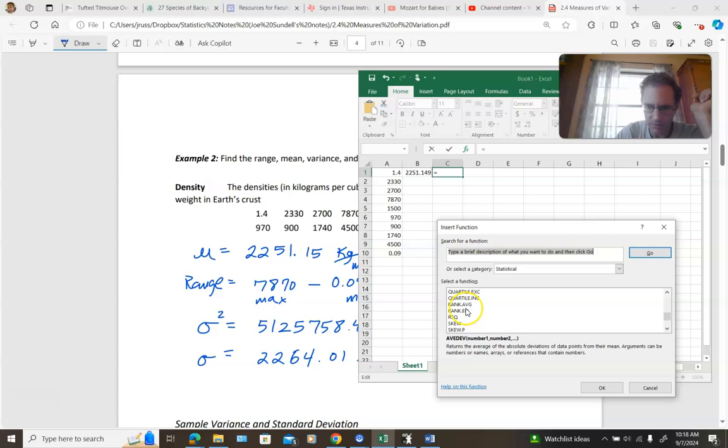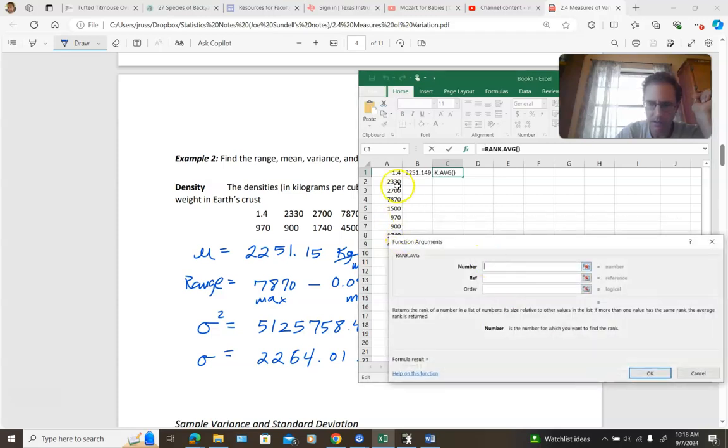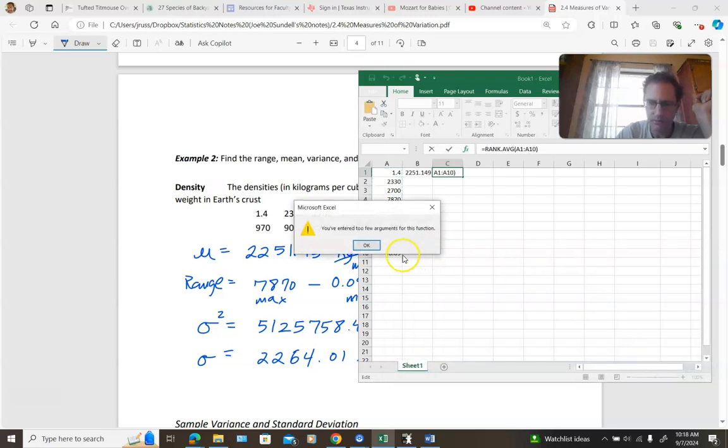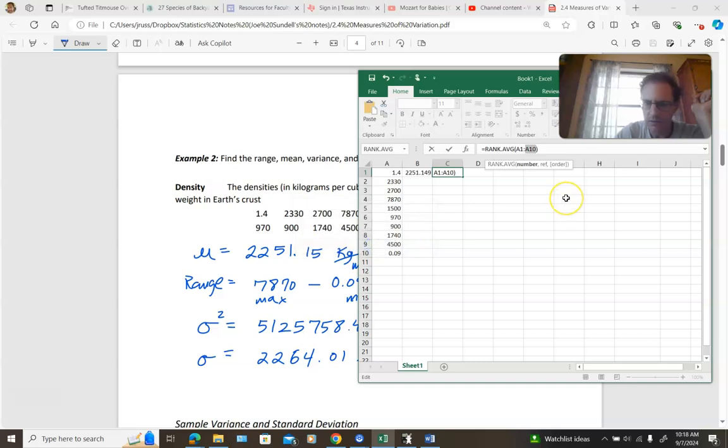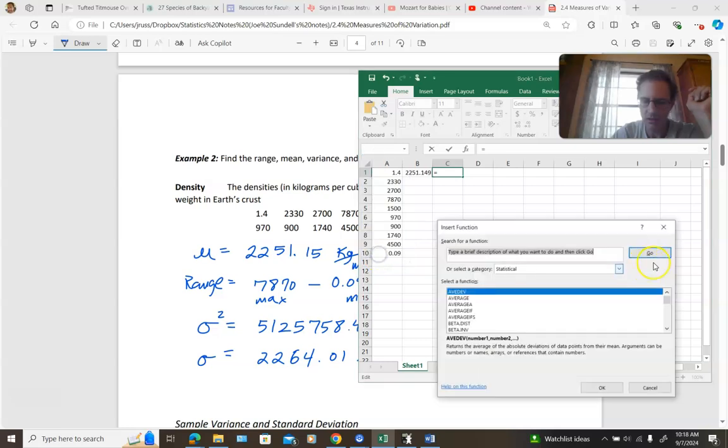I'm not sure which of these it's going to be. Let's try this first one. Click OK, and select these same. Oh, wait a minute. I selected rank and not. Let's try this again. Anyway, guys, the point is you can play around with Excel.